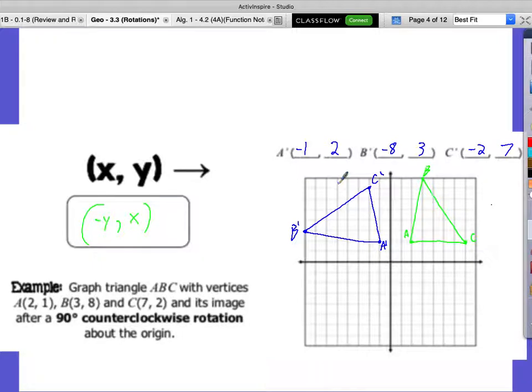Instead of B being at the top, it's now on the left. C, being on the right, is now at the top. A, being on the bottom left, is now on the bottom right. It's like somebody took it and pushed it over. So it's a 90-degree rotation, okay?